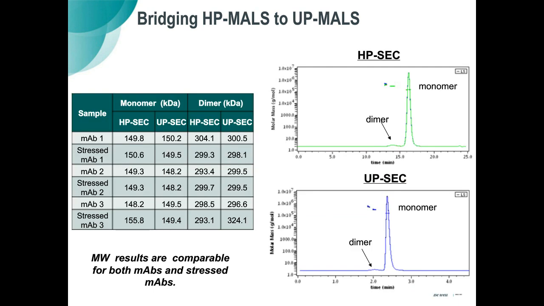So the next thing we wanted to look at were multiple MABs and stress MABs, because this is likely to be around on stability to characterize our proteins. And again, HPLC and UP-SEC results are very comparable in the traces. The results for the monomer and dimer are in very good agreement for stress MABs and on-stress samples. So we feel very comfortable that we can bridge the UP-MALS and make it our platform.